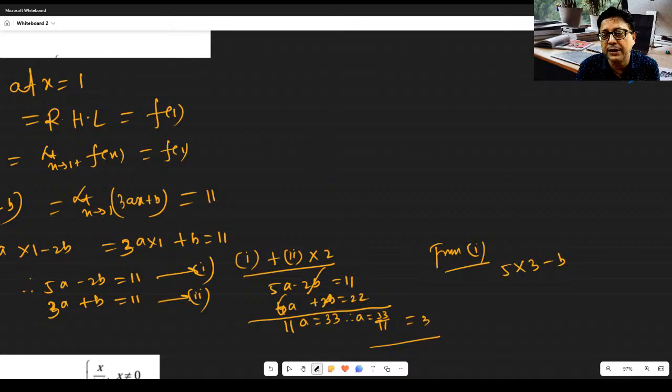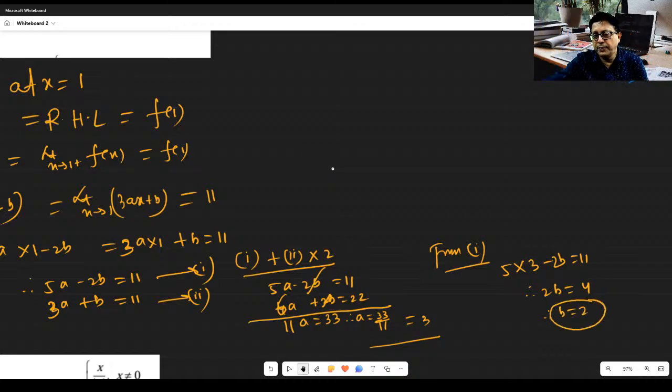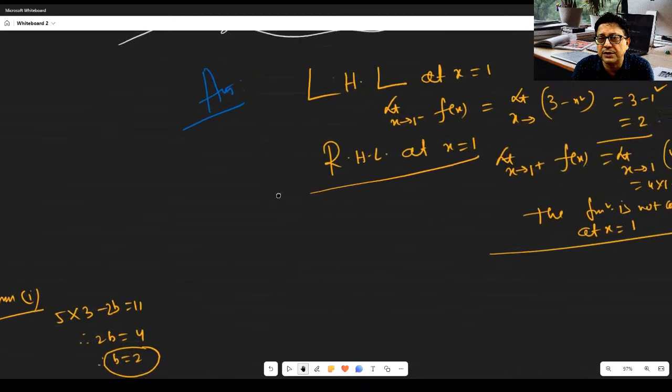Therefore, from 1, you put a equal to 3. 5 into 3 minus 2b equal to 11. So 2b equal to 4, b equal to 2. Clear? Hope you have understood. This is just following from the definition of continuous function.